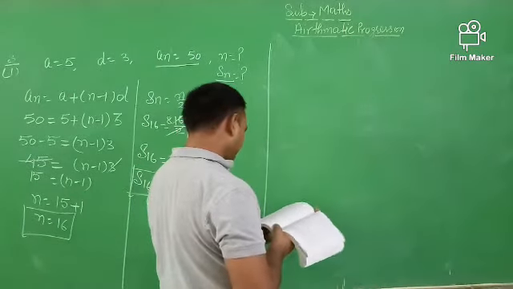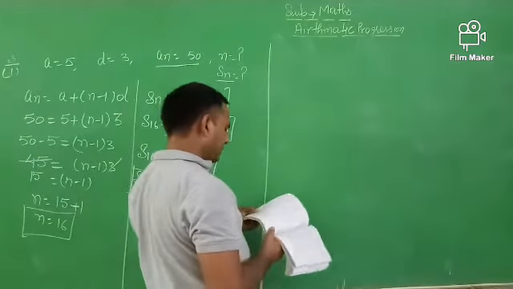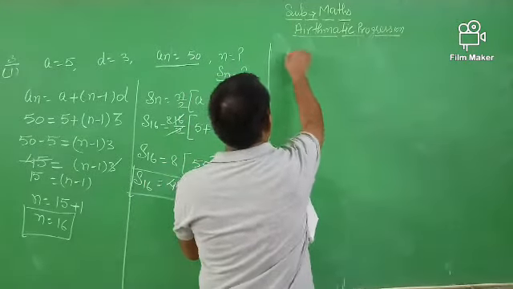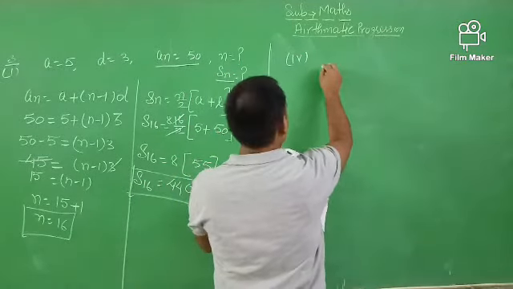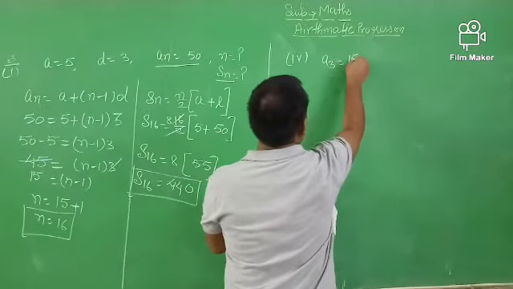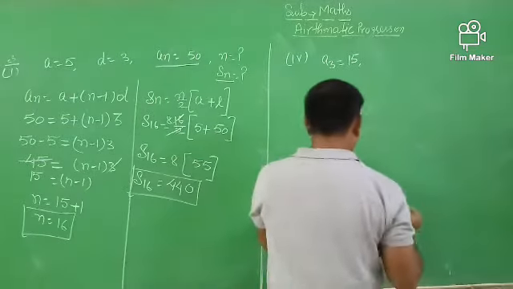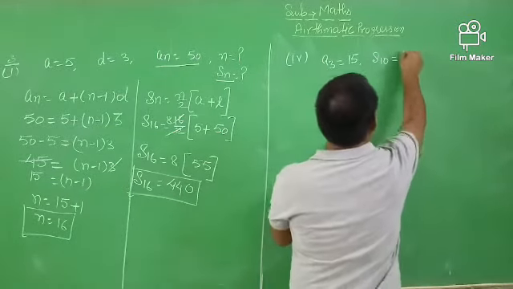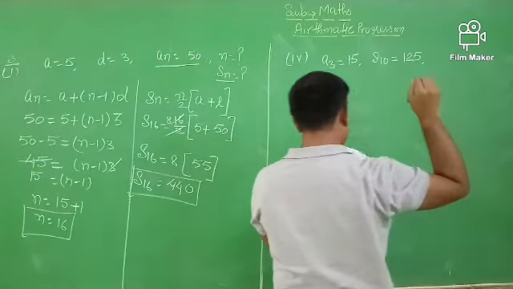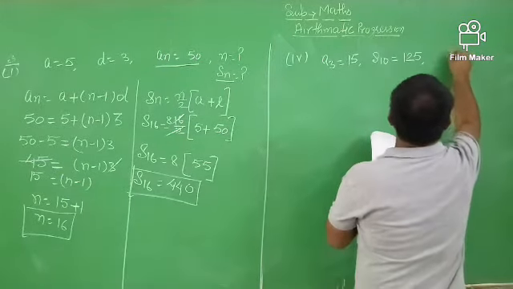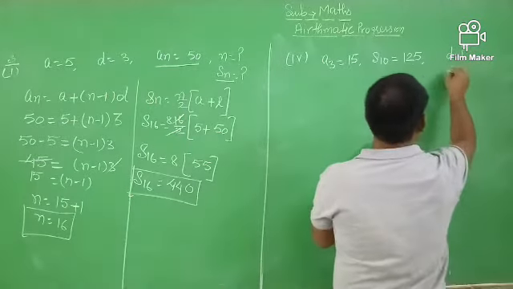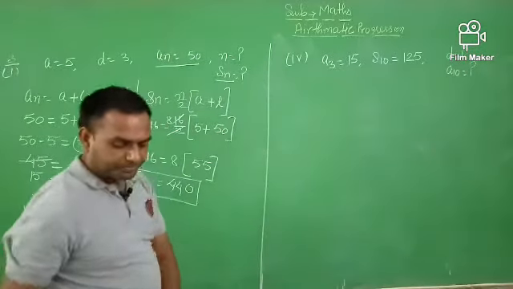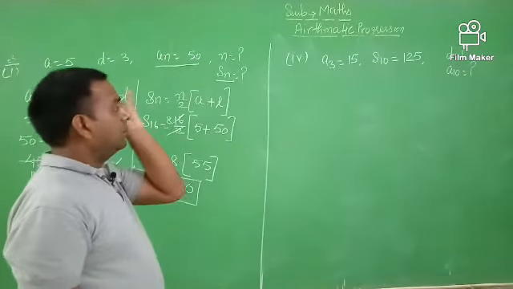Here you can see the next type of question, that if the Sn is given. Suppose that here question number 4, a3 is given, a3 is equal to 15. Next, S10 is given, it is equal to 125. Find the value of d. First, d is equal to what, and second, a10 is equal to what. How can you find it? So first we see the questions.